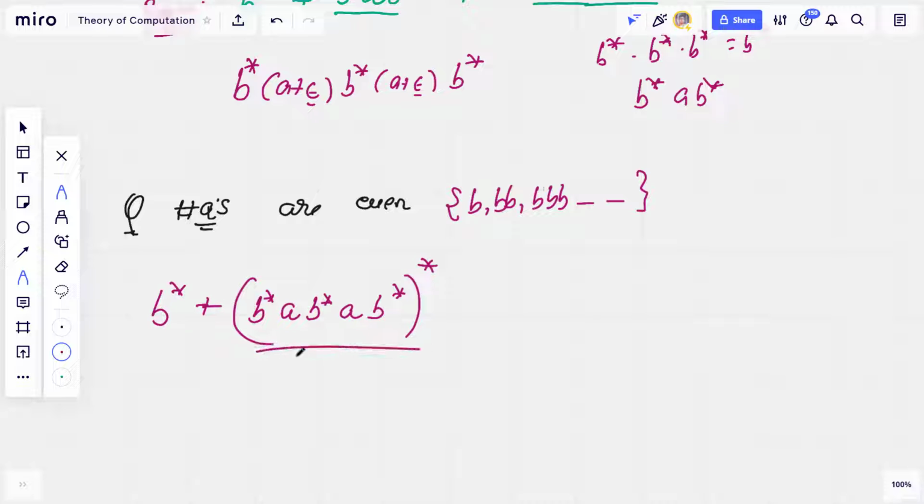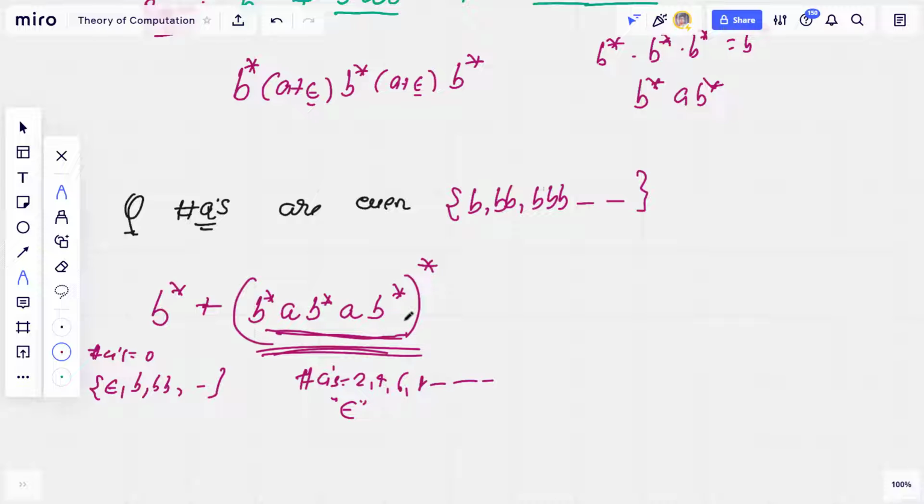So this takes care of when the number of a's is 2, 4, 6, 8 and so on. It just takes care of epsilon for 0, and this other part takes care of when the number of a's is 0, giving the language epsilon, b, bb and so on. This was my building block, the regular expression with two a's, repeated over and over again. But there was one caveat: I forgot to include the strings which contain only b's. So I take a union with the set of strings containing only b's.